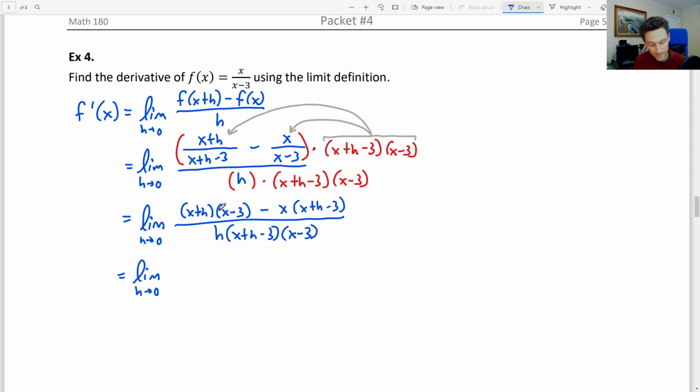Now the top is not factored, and there isn't a factor of h in each of these terms, so we're just going to have to expand everything out and hope that after we simplify, we'll have a factor of h. So we're going to do a FOIL for the x plus h times x minus 3.